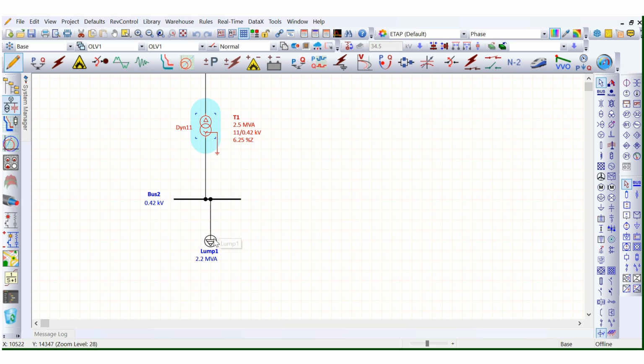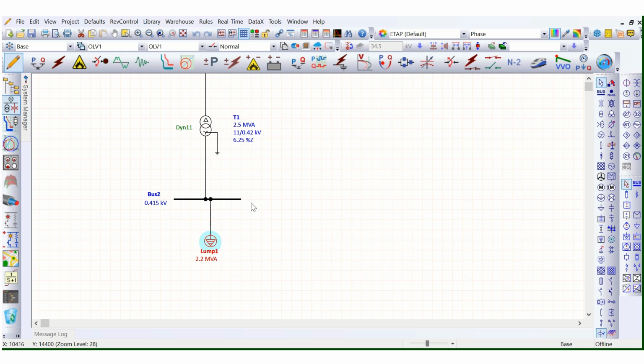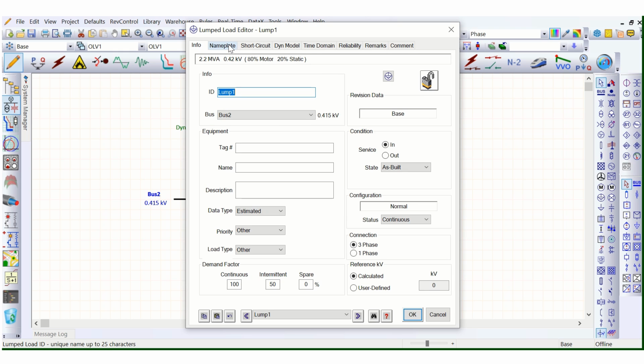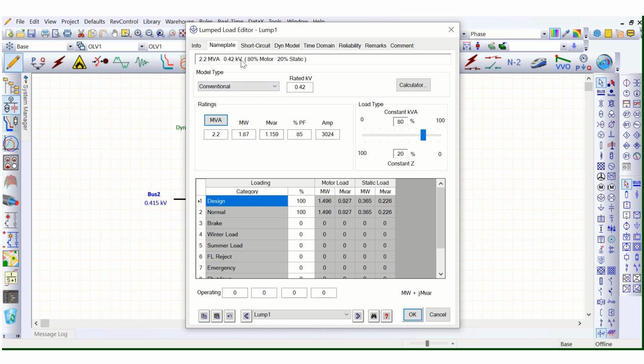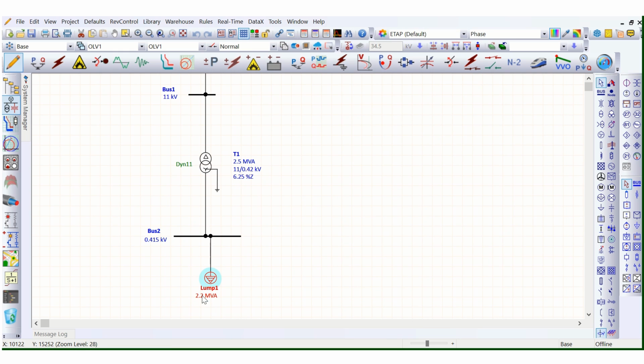And this is the lump load. Let's say this was 0.415 kV, and this lump load power factor is 85%. So here the power factor is considered as 85%. So we'll work on this lump load power factor only.